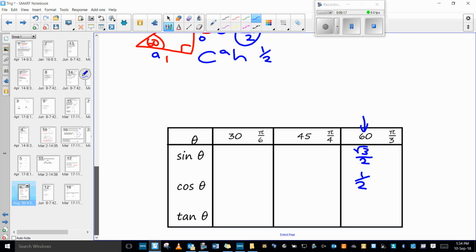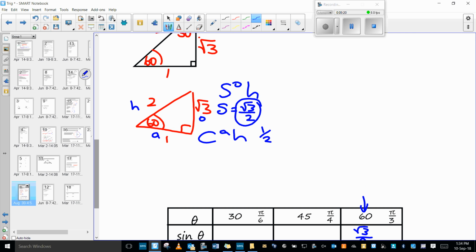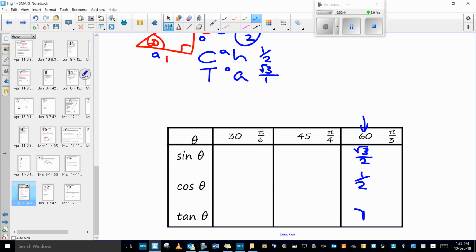And last but by no means least, we're going to look at the tan. So tan is TOA. Jennifer, you said you were not 100% sure. So this time we're looking at which over which? Opposite over adjacent. Tell me some numbers. Square root of 3 over 1. So in other words, it would just be root 3.